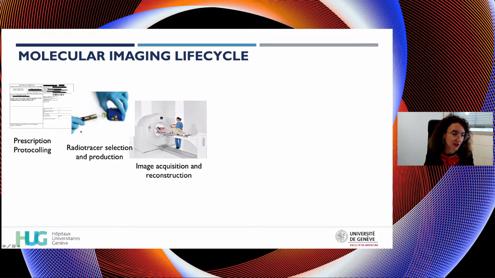For the radiotracer selection and production, there are a number of aspects that could be augmented by artificial intelligence, namely the match between the tracer and the target. I'm not a radiochemist expert. I want to further dig into this.